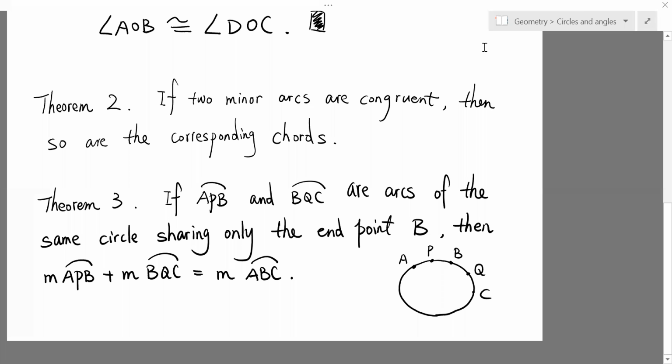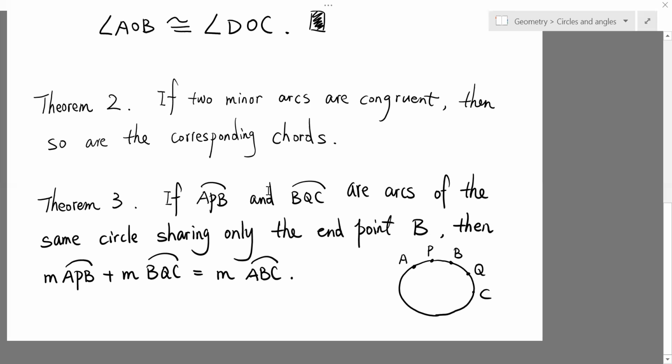The theorem says that if the arc APB and the arc BQC of the same circle share only the endpoint B, then the sum of the measure of APB and the measure of BQC is in fact equal to the measure of the arc ABC. So it's going to be the larger arc over here, including both of those two arcs as parts.